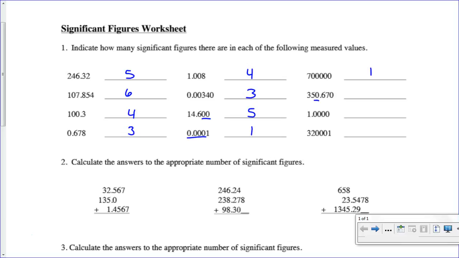Here, sandwich zero, that one counts. Trailing zero with decimal point, that one counts as well, so there are 6 sig figs here. 1.0000, these are all trailing zeros. There's a decimal point, so they do count, so this has 5. And then lastly here, these 3 are sandwich zeros. Sandwich zeros always count. So there are 6 here.